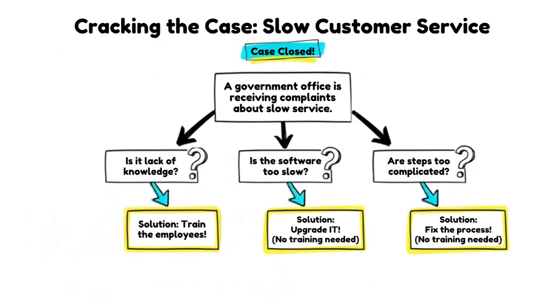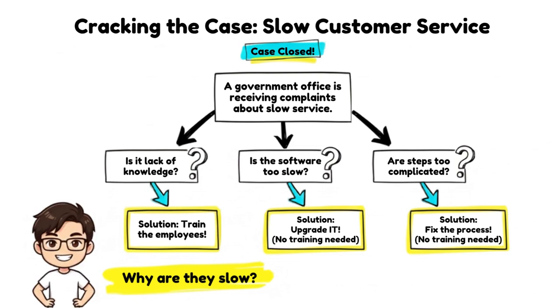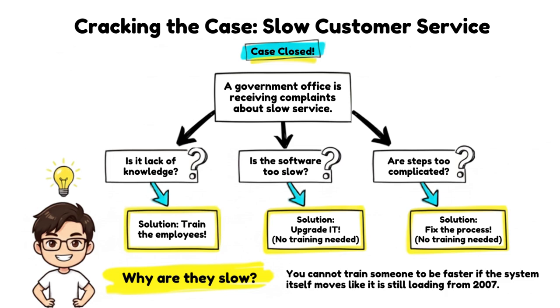Let us use a simple example. Suppose a government office is receiving complaints about slow service. The first instinct may be to say, train the employees, but TNA asks deeper questions. Is the delay caused by lack of knowledge? Is the software too slow? Are too many people being served by too few staff? Are the steps too complicated? If the real issue is the process, then training alone will not fix it. That is why TNA is so important. You cannot train someone to be faster if the system itself moves like it is still loading from 2007.